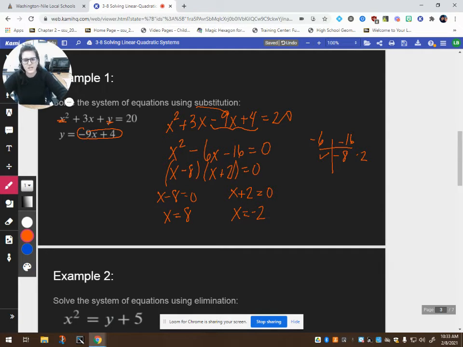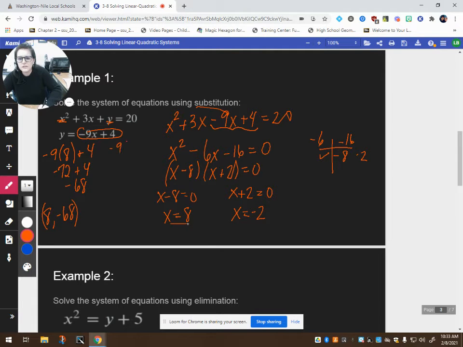So we're almost done. That's the thing about these problems. They take forever. So I have this x equals 8. I need to solve for y. So when x is 8, I end up with -9 times 8 plus 4. So that's -72. Plus 4, which is -68. So when I plugged in an 8, I got out -68. Let's plug in my -2.